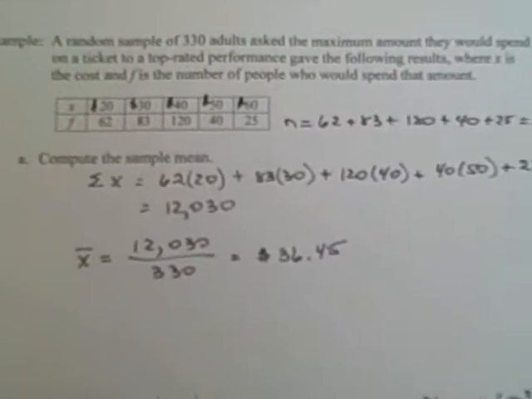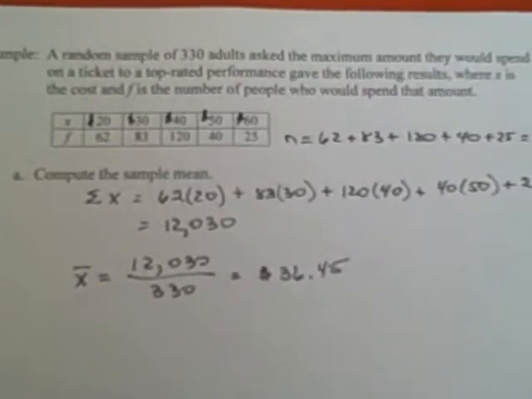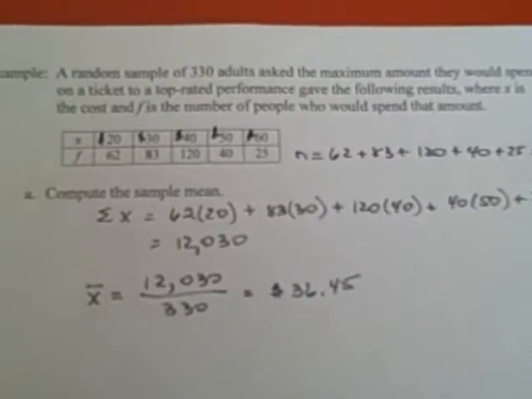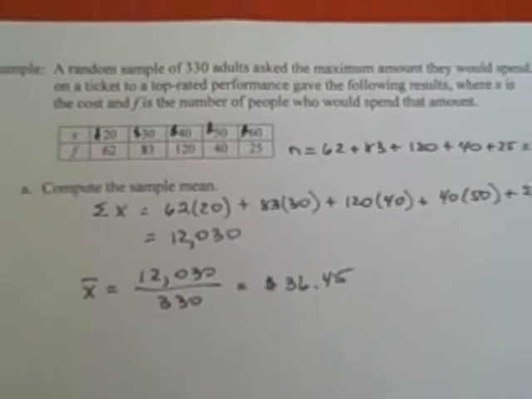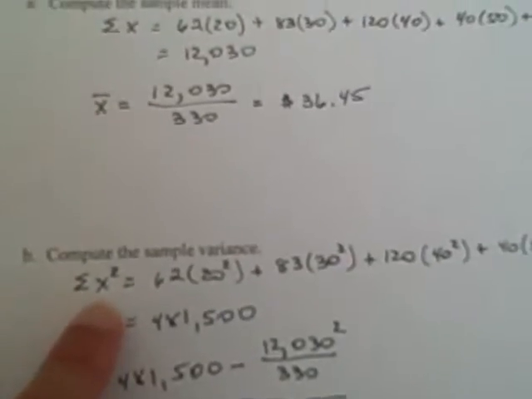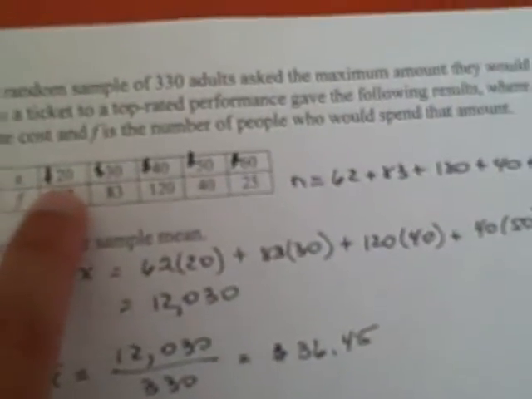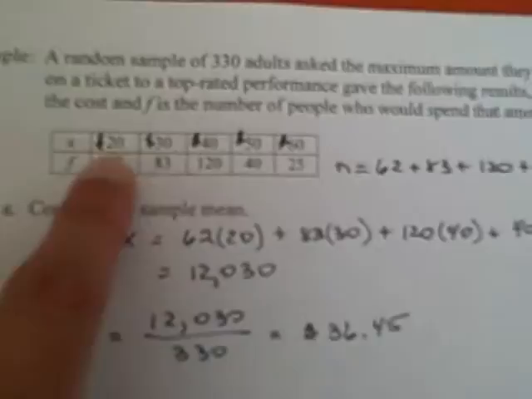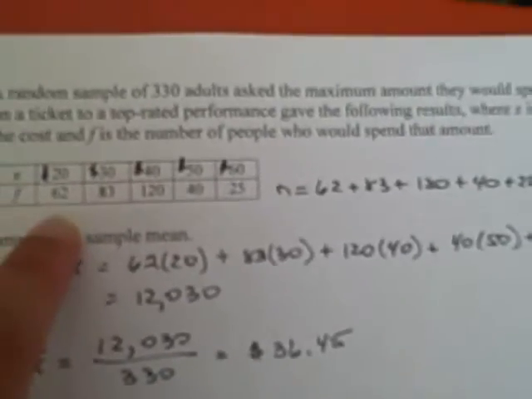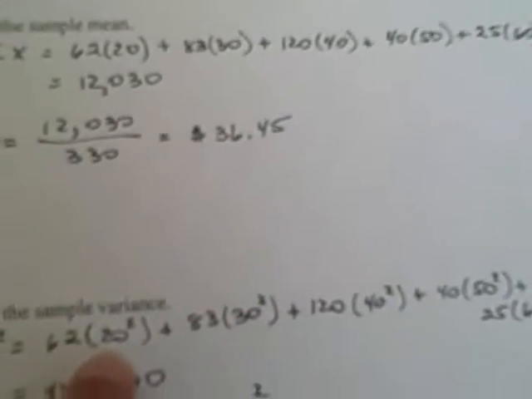Now, we want to find the variation, okay? The average distance from the mean. So we're going to compute the sample variance, okay? Now this time we need, of course, the sum of the x's, but we also need the sum of the squared x's. So that means we want 20 squared plus 20 squared plus 20 squared, and we want that 62 times, okay? So now I'm going to do 62 times 20 squared.